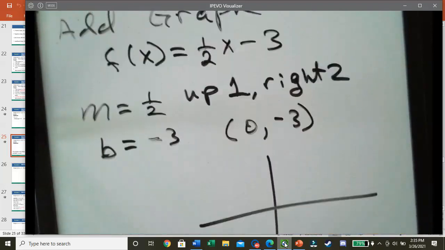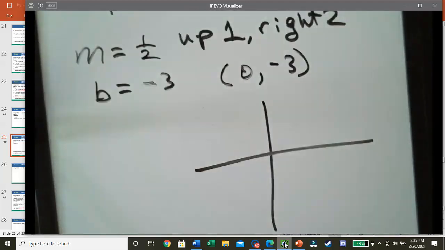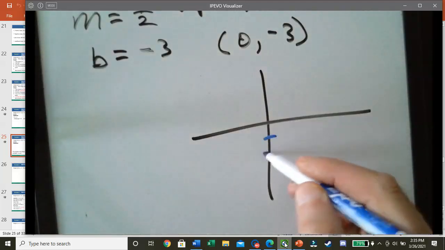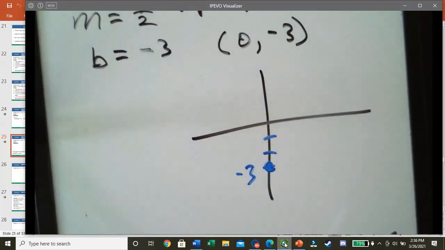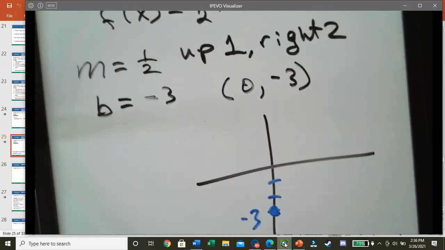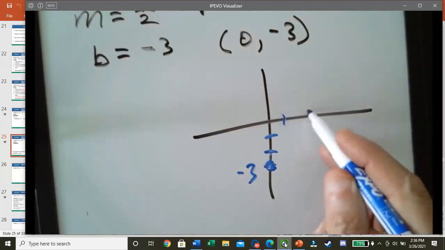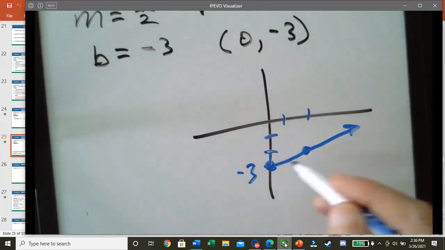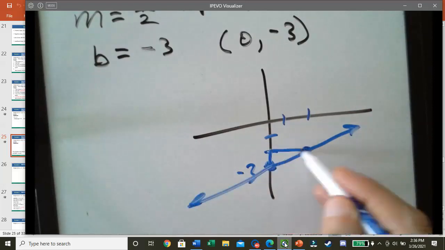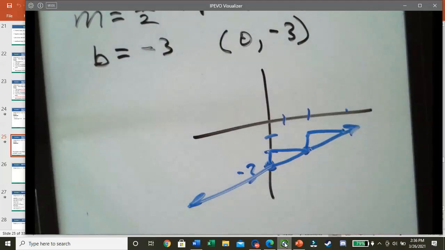So when we have an equation, we find the slope and the y-intercept. You're always going to start with a point, in this case the y-intercept. So here's -3, plot that point. It's always on the y-axis. And now we said we're going to go which way? Up 1, right 2. That's the slope. So it's going to go up 1, right 2, up 1, right 2, up 1, right 2 forever. Okay?